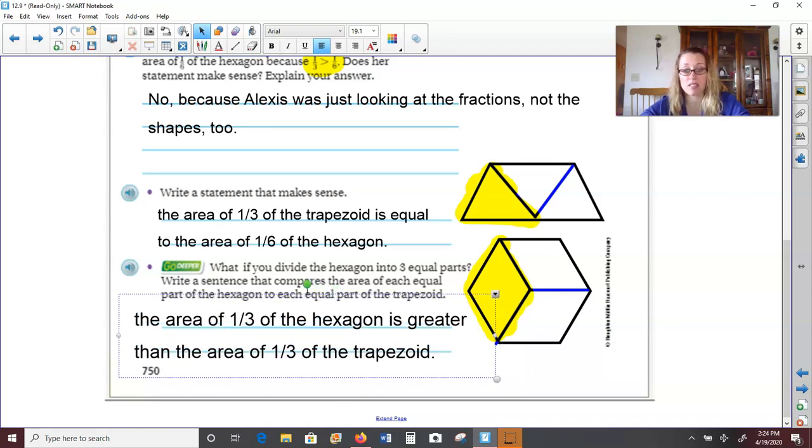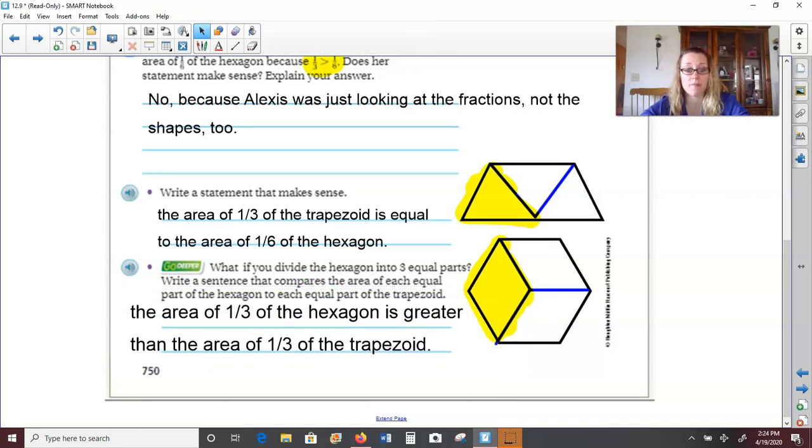Okay, so now that we split the hexagon into less pieces, so instead of having 6 pieces, now there's only 3. Each piece of the hexagon is now greater than each piece of the trapezoid.